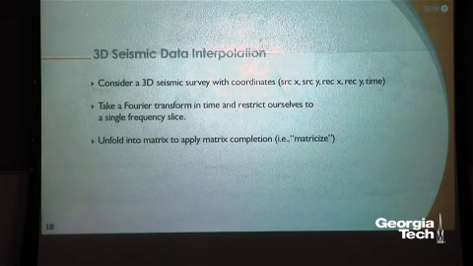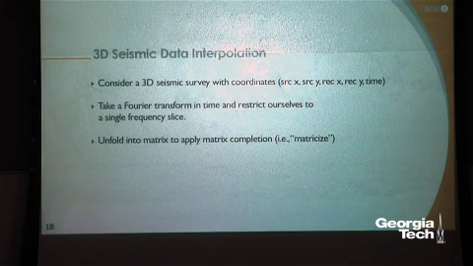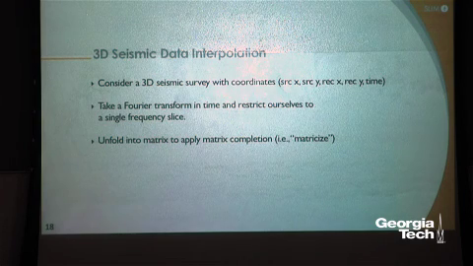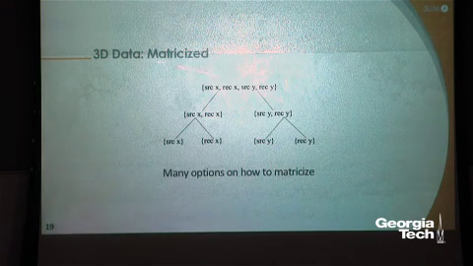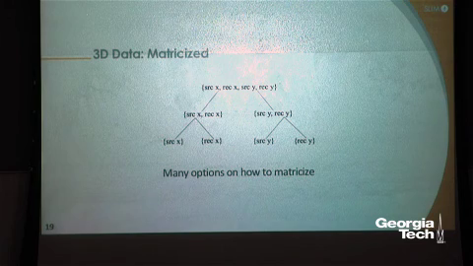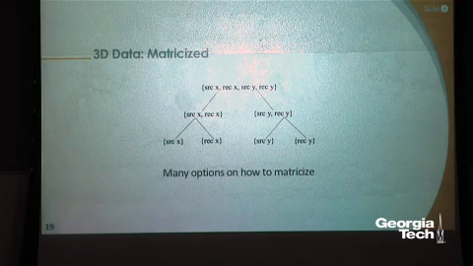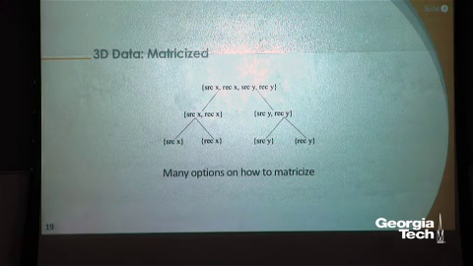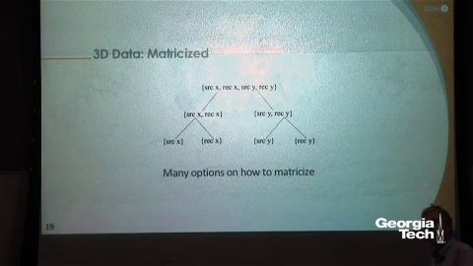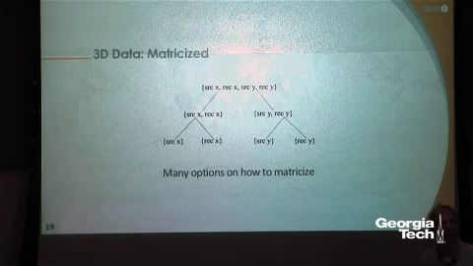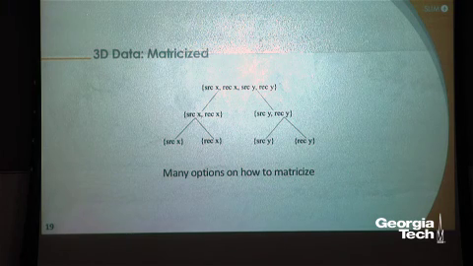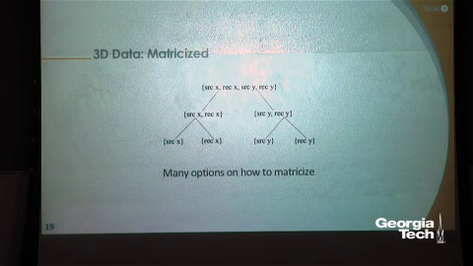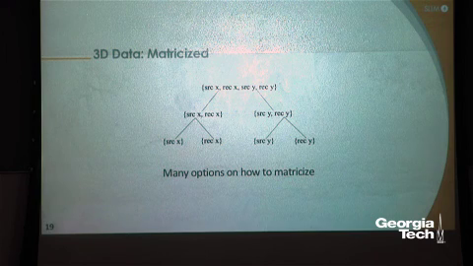Okay, so we basically have to think about how to unfold a rank 4 tensor into a matrix, and there are different choices you can make. Right? So if you have 4 dimensions here, 2 source and 2 receiver, you can either put together source X and source Y, and that would be the canonical representation, and the same for the receivers, or you can do a permutation, because there are many different ways you can matricize your data.